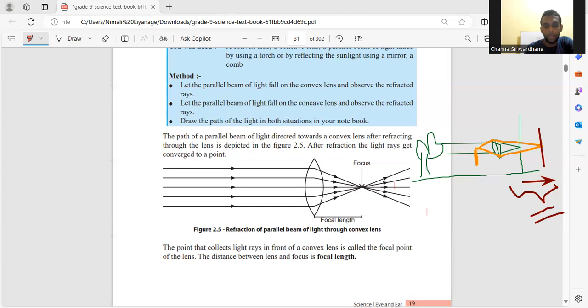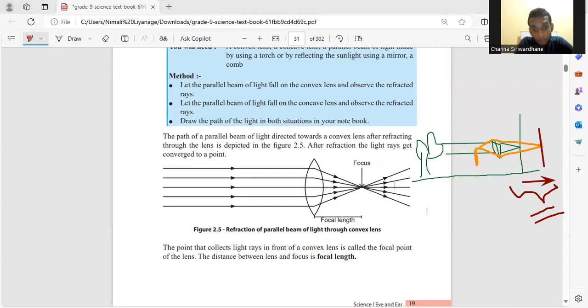When a parallel beam of light falls on a concave lens, it will be refracted. After the refraction, the light rays can be observed to be diverged. Here is the dot, diverged.